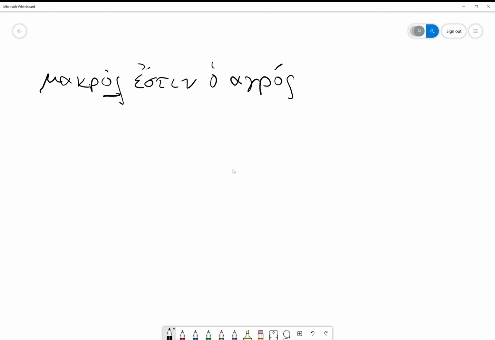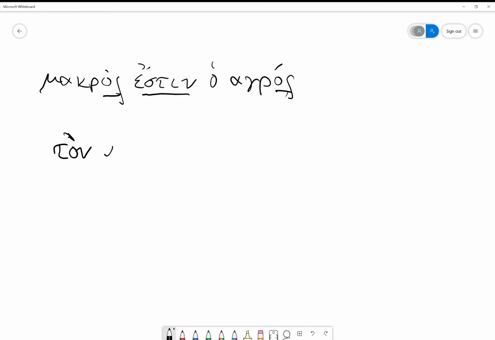So we have makros and ho agros, these are nominatives. Nominative means subject. And this is our linking verb here, just "is." So we can say big is the field, but in English that is awkward. So flip it around, the field is big. So an accusative example, I could say, and I'm going to invert the word order on all of these just to show you that Greek isn't restrictive and to show you where Greek does require some order.